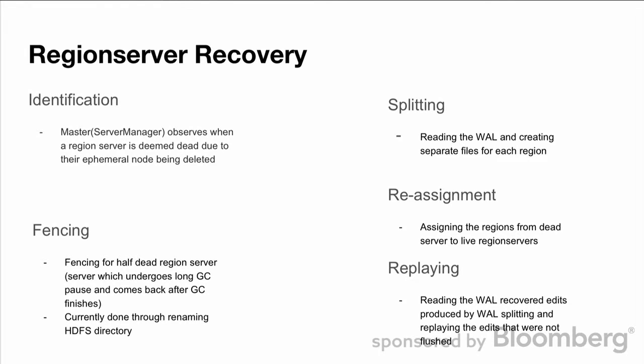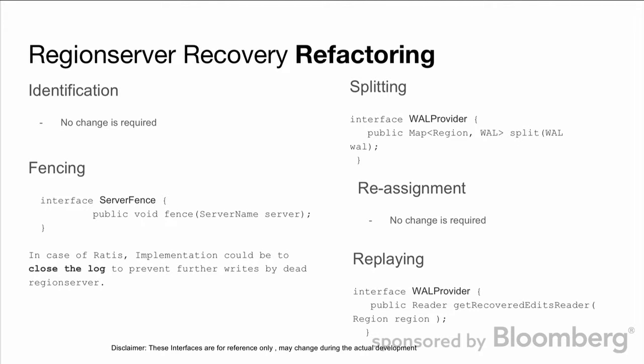Then the next step: now we have fenced out the dead region server and identified which WALs we need to replay. We need to split them now. Splitting is required because currently we use a single WAL per region server. The regions which are getting moved are decided by the balancer. So region one can be moved to region server three, or region two can be moved to region server four, but there is a single WAL for them. So you need to split that so that the individual WALs can be replayed on the different region servers.